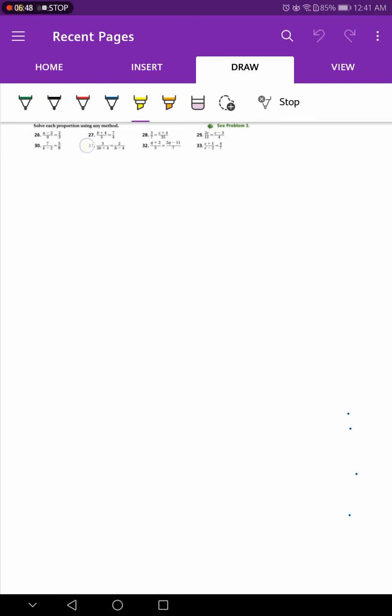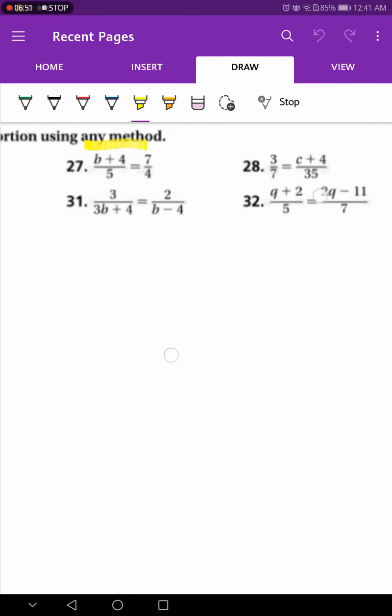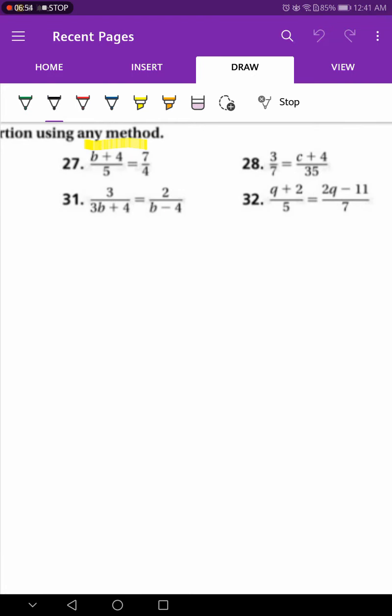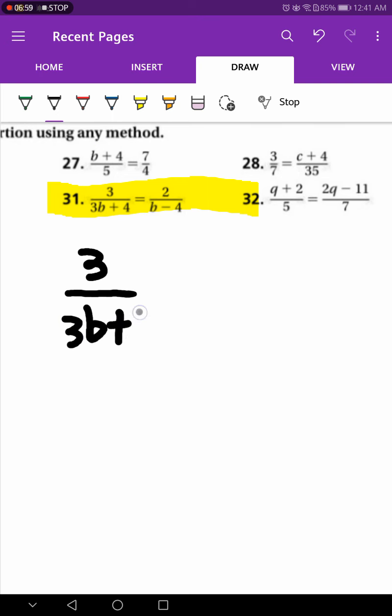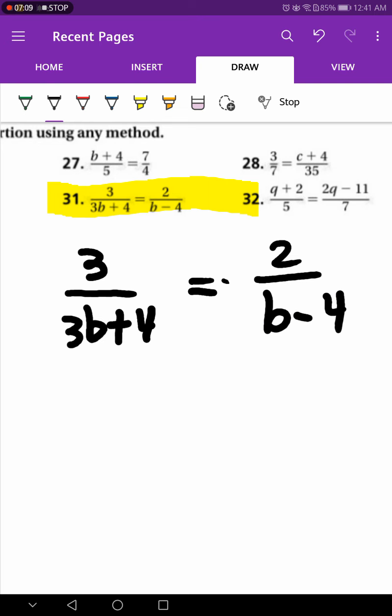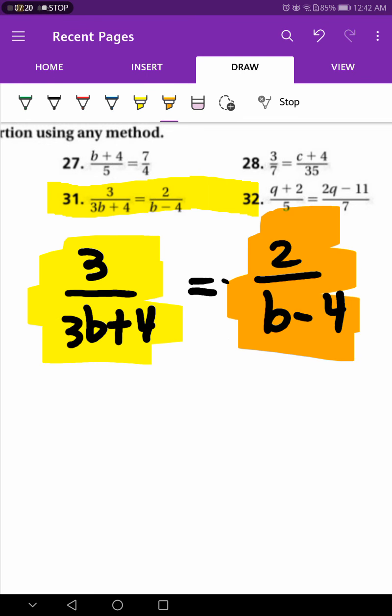Okay, I will do number 31. Now it is 3 over 3b plus 4. And this fraction or ratio equal 2 over b negative 4. Teacher, here I have b on both sides. Doesn't matter. Apply what you learned. This is the left and this is the right, and do the cross product property. So this guy multiply by this guy.